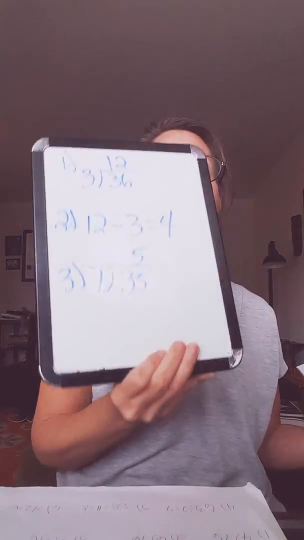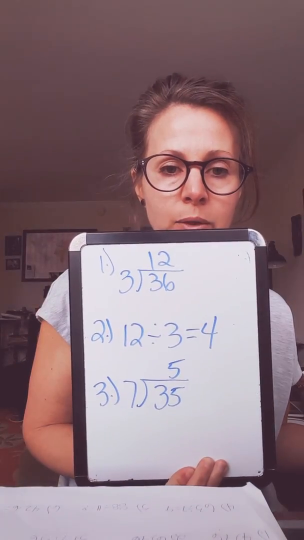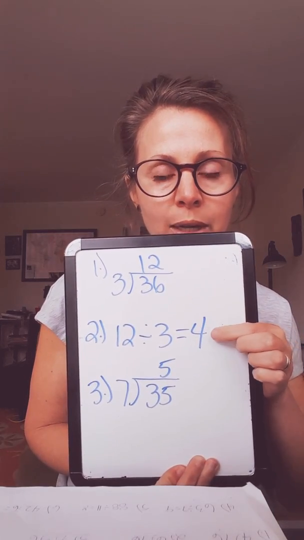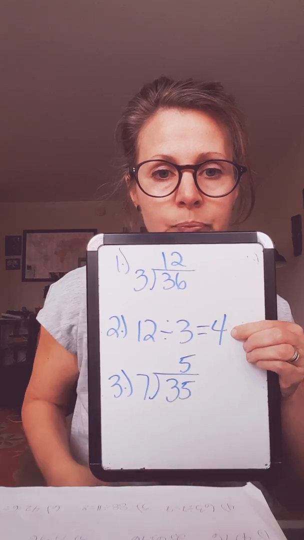Number 2, the problem that you're going to write down, and I want you to write it this way, is 12 divided by 3 equals 4. This time we're not doing the diving board strategy because I want to point something out to you.